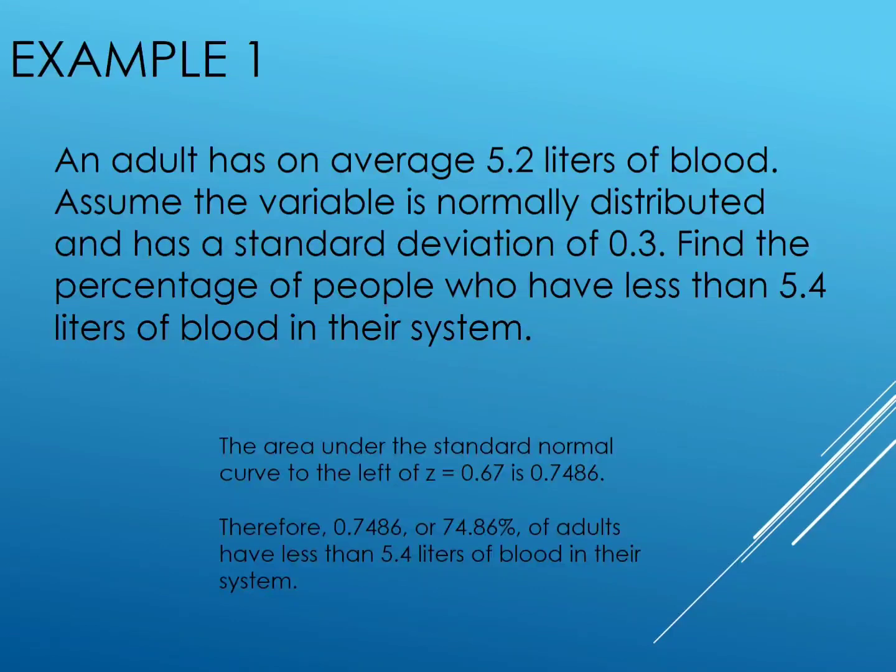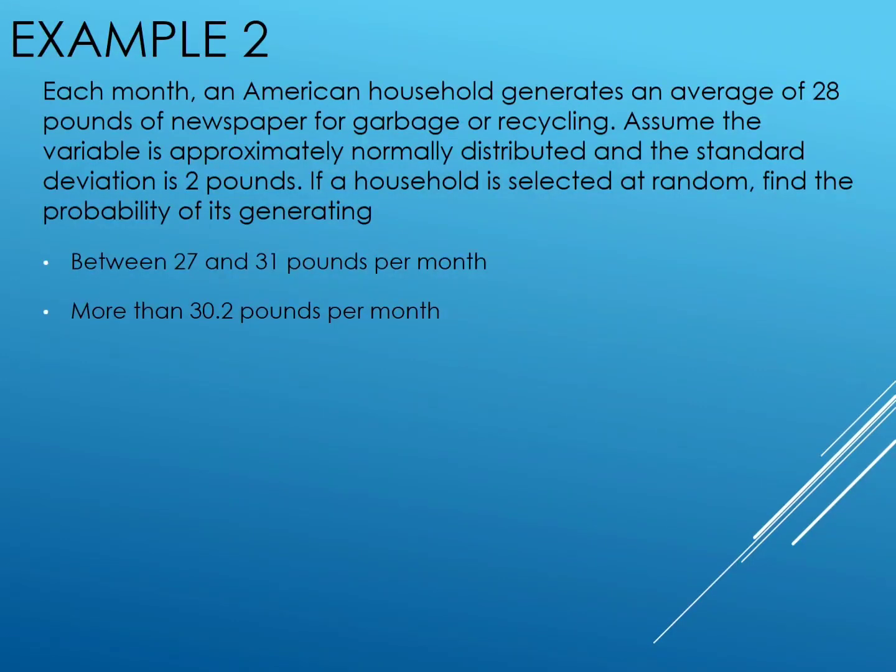Alright, let's look at another example. Each month, an American household generates an average of 28 pounds of newspaper for garbage or recycling. Assume the variable is approximately normally distributed. Again, you can't assume normal distribution by yourself unless the problem tells you to assume it. The standard deviation is 2 pounds. If a household is selected at random, find the probability of its generating between 27 and 31 pounds per month, or more than 30.2 pounds per month.